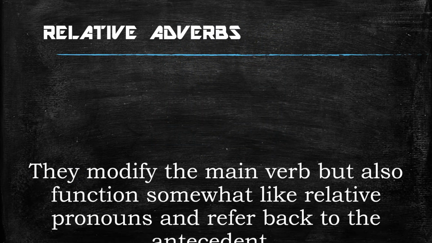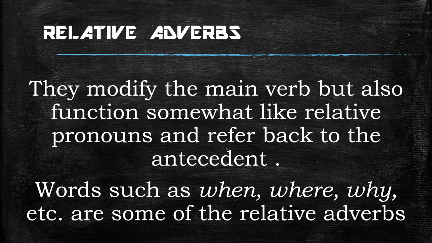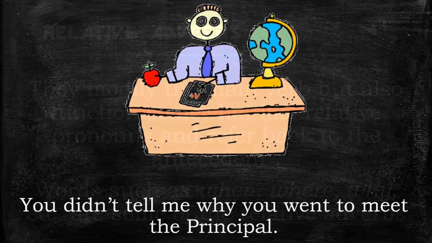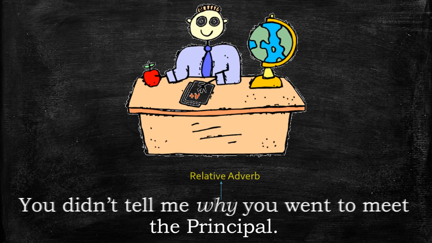Relative adverbs. Relative adverbs modify the main verb but also function somewhat like relative pronouns and refer back to the antecedent. Words such as when, where, why, etc. are some of the relative adverbs. For example, you didn't tell me why you went to meet the principal. Here, in this sentence, why is the relative adverb.